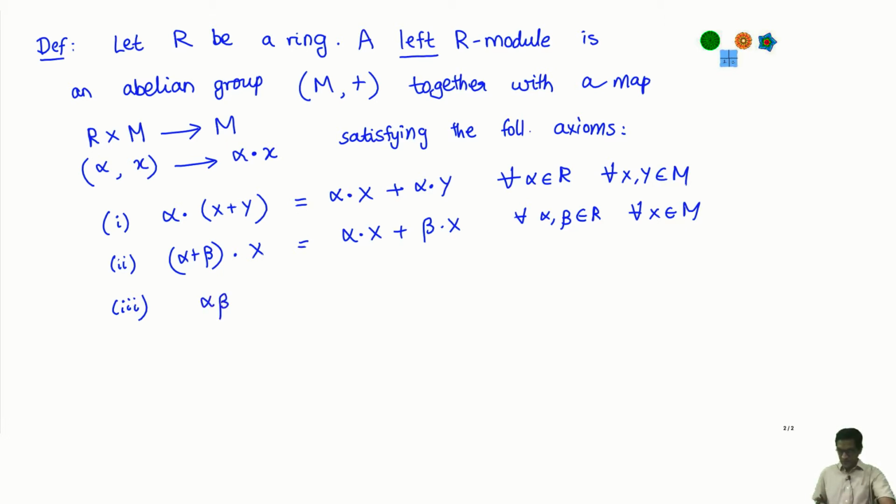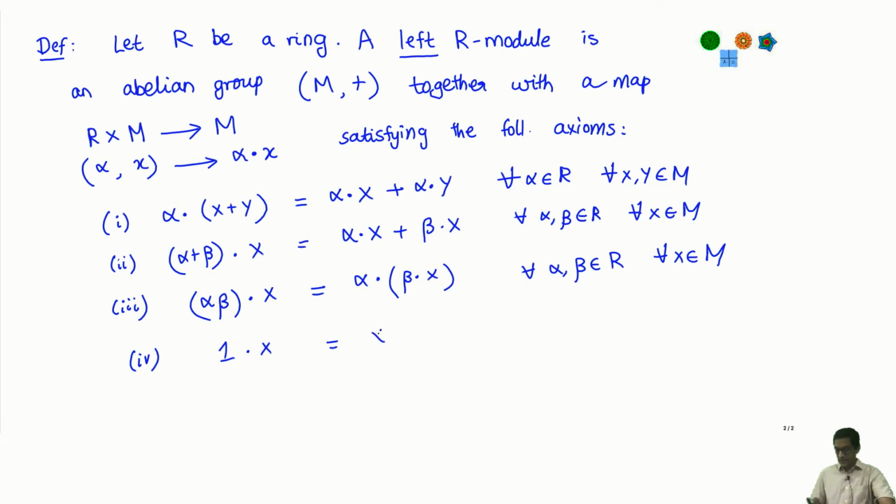Property 3 says, if I multiply two elements alpha and beta of the ring, so their product is again an element of the ring, I multiply them and then act on x, then this is the same as alpha dot (beta dot x). This is for all alpha, beta in the ring R and for all x coming from M. And finally, property 4 is the identity. If I take the multiplicative identity of the ring, and look at 1 dot x, then the answer is x, and this is true for all x in M. So those are the 4 axioms which this map R cross M to M is supposed to satisfy.